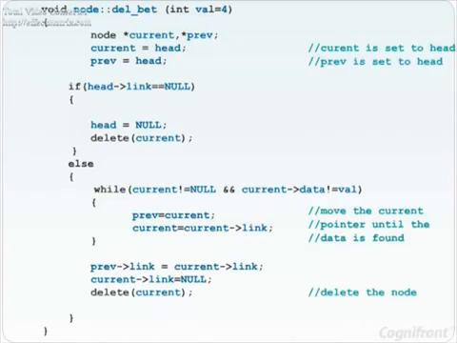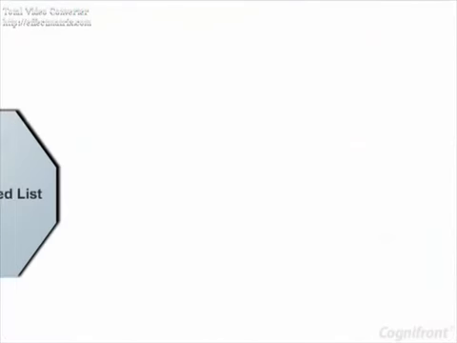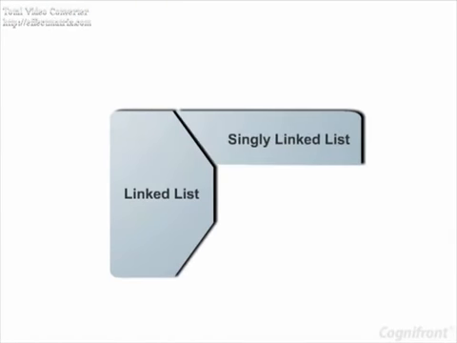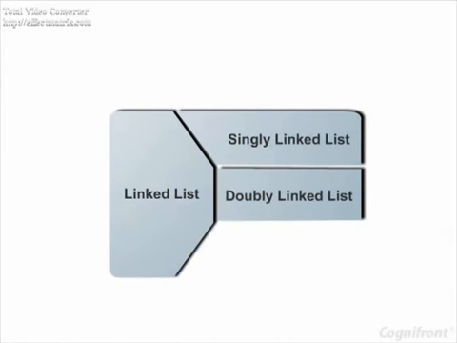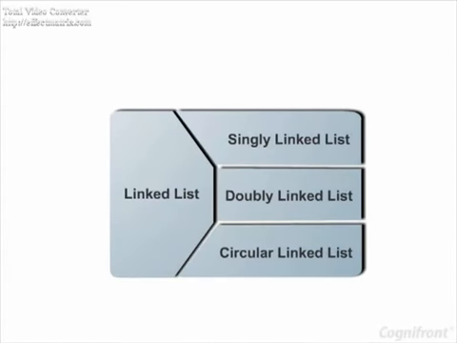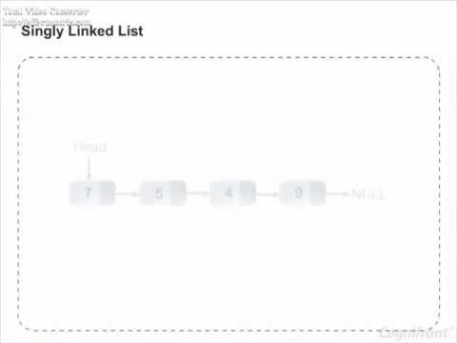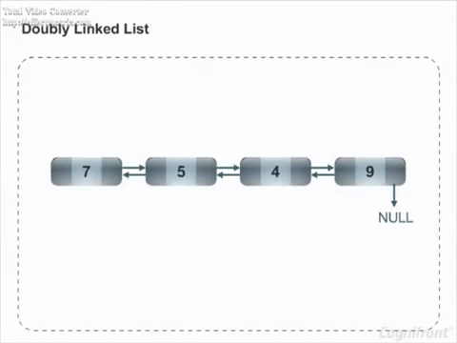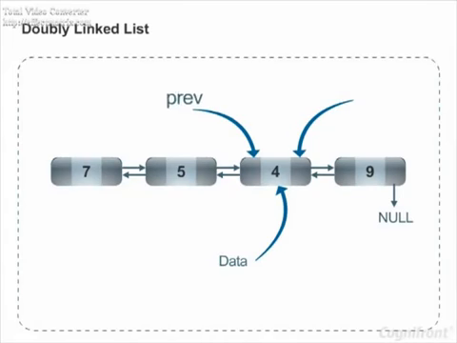After understanding the various operations of the linked list, let us now see the types of linked list. Linked lists are of three types: singly linked list, doubly linked list, and circular linked list. The examples we have seen are of singly linked list. In doubly linked list, the structure of a node is one data field and two pointer fields. One pointer field is for previous node and other one is for next node.